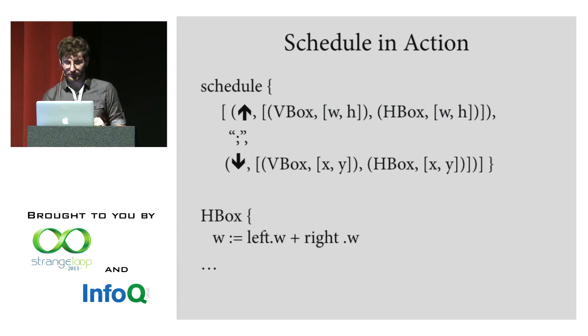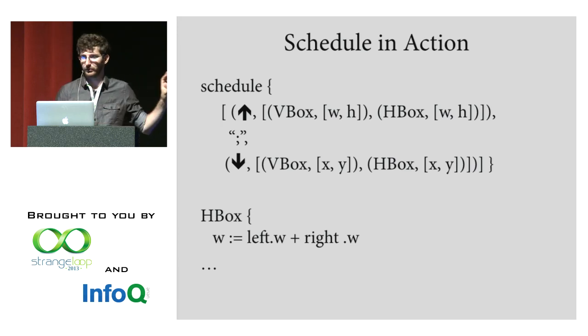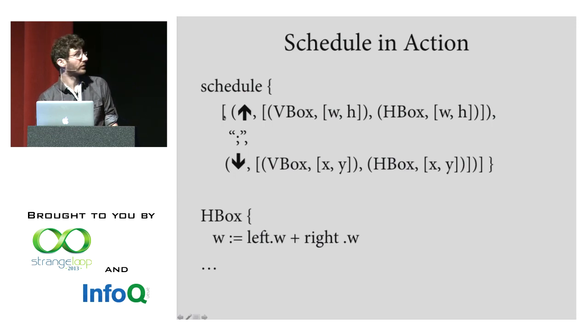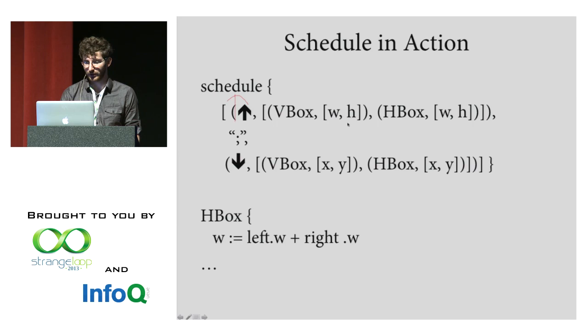Okay, now just to make sure this is very clear, this notion of a schedule is an actual real object in our system. So let me walk through it quickly. Here I'm saying there are two traversals for this language of horizontal and vertical boxes. The first traversal is bottom up, so there's this arrow here. When it visits a vertical box node in our tree, we'll compute first the width attribute and then the height attribute. Same thing for the horizontal box: we'll compute the width attribute and then the height attribute. So it's kind of a schedule.